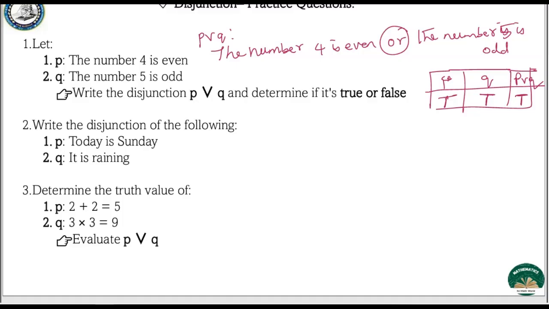Then next one, write the disjunction of the following. So P: today is Sunday, Q: it is time to eat an anda. P or Q. We can write it as: today is Sunday or it is time to eat an anda.